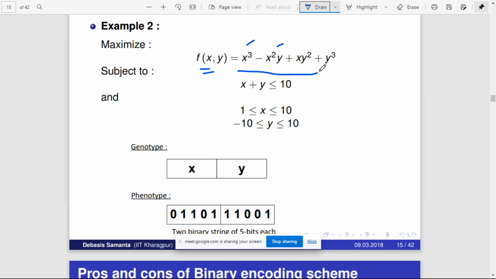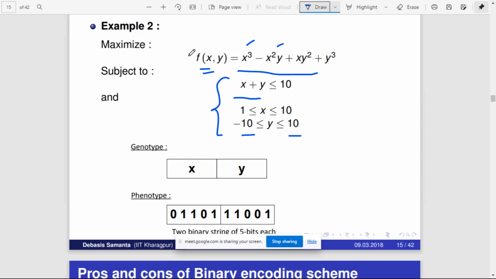And also there is a condition. The condition is that x plus y should be less than or equal to 10. Totally, when you add x plus y, it cannot exceed 10. And there is another condition that x should be between 1 and 10. That is, x cannot be less than 1, and also it should not be greater than 10. And y should be between minus 10 and plus 10. So these three constraints are here for this problem.